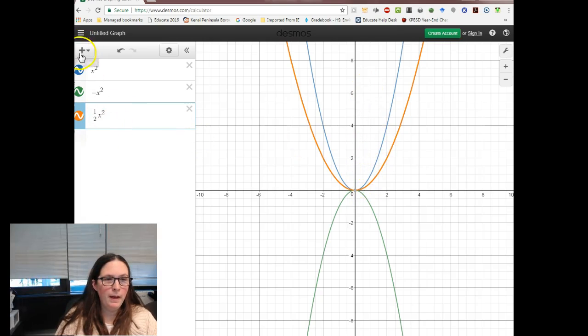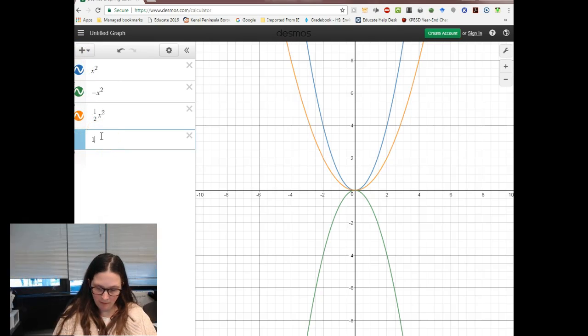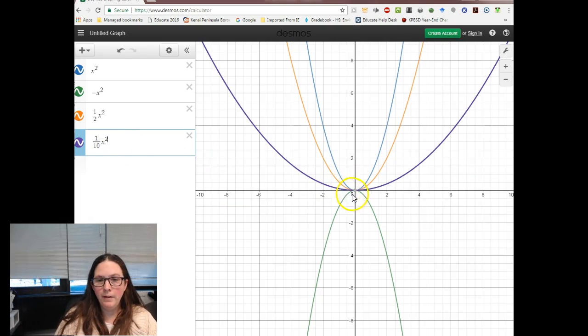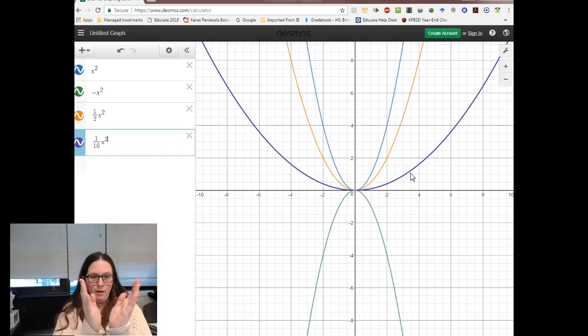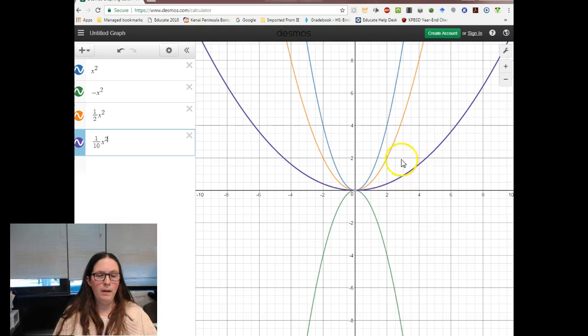Well, I can kind of play with that and continue again down that same pathway. And I did 1/2 there, so this time I'm going to do 1/10, and do my 1/10 x squared. And you can see when this one pops up, it becomes even wider. So that graph is opening up as the coefficient gets closer to 0, as it gets smaller.